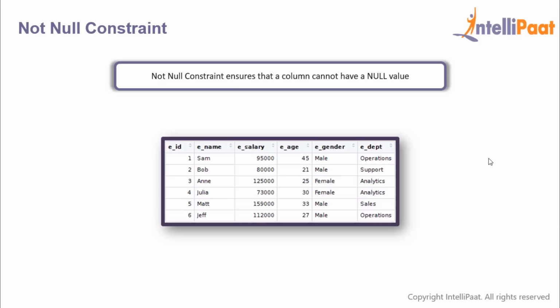So the not null constraint basically ensures that a field always contains a value. For example, if we assign the not null constraint to this eSalary column over here, then every single entry of this column should have a value.